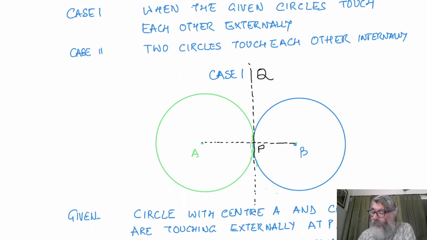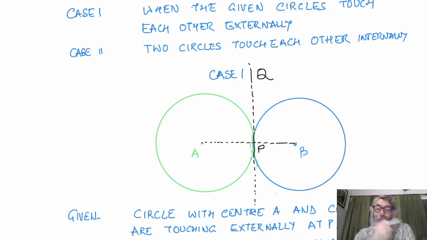AP is perpendicular to PQ. That means angle APQ is 90 degree. BP is radius which is going to be perpendicular to PQ. So angle BPQ will be 90 degree. We added APQ plus BPQ. 90 plus 90 gave us 180 degree. That means angle APB is how much? 180 degree. If angle APB is 180 degree, that means APB is a straight line.